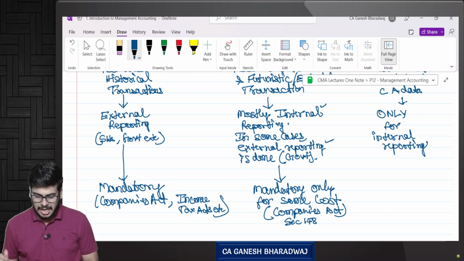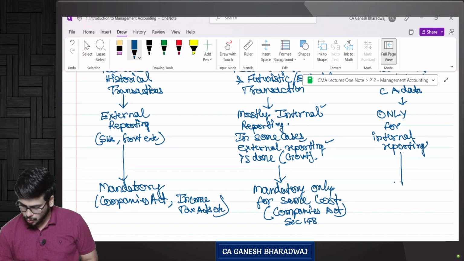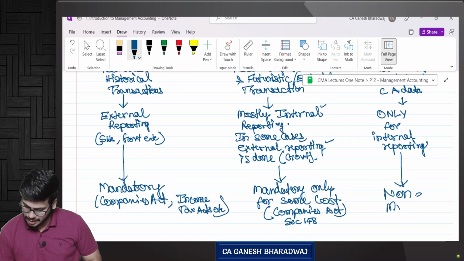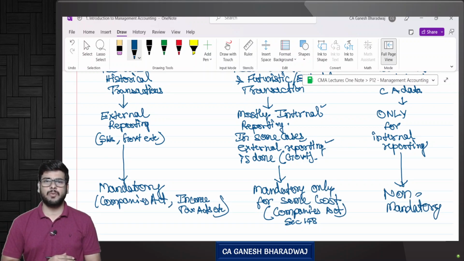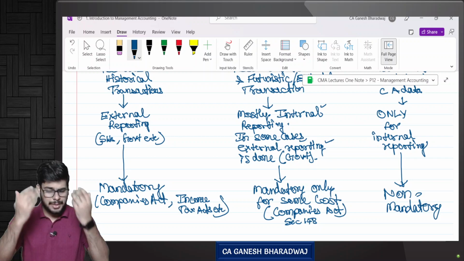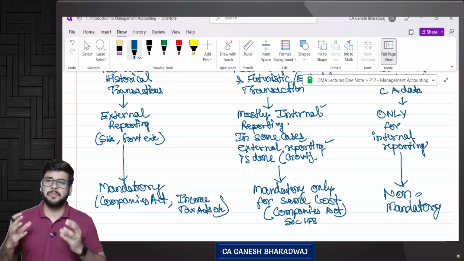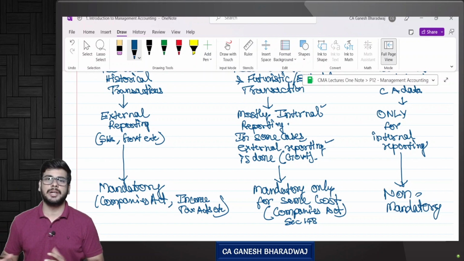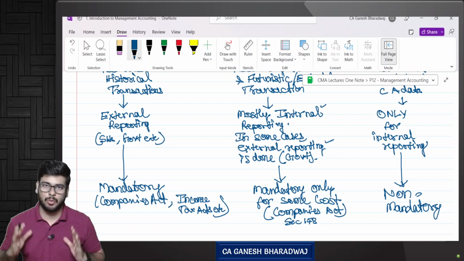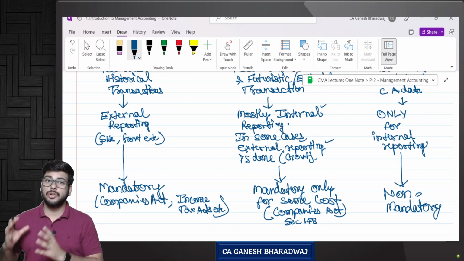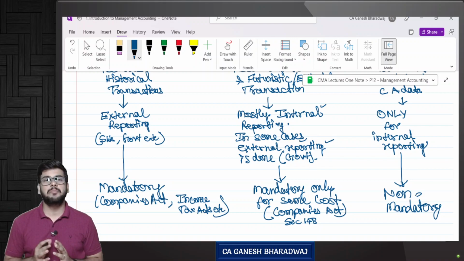You need not make. Now, management accounting, if you see, it is absolutely non-mandatory. Absolutely non-mandatory. Meaning what? Even for some class of companies, there is no specific legal requirement for you to maintain management accounting records. There is absolutely no legal requirement for a company to maintain their management accounting records.